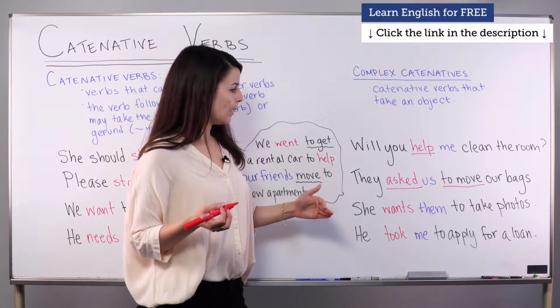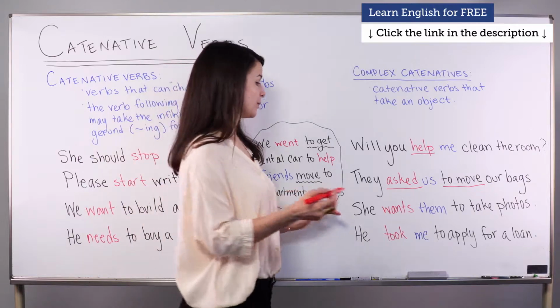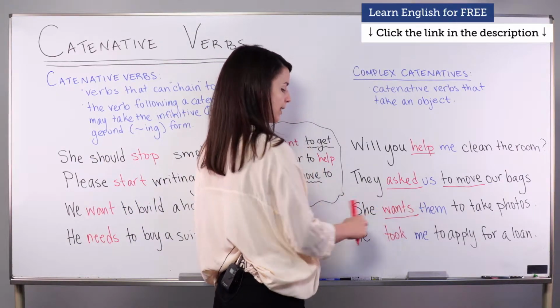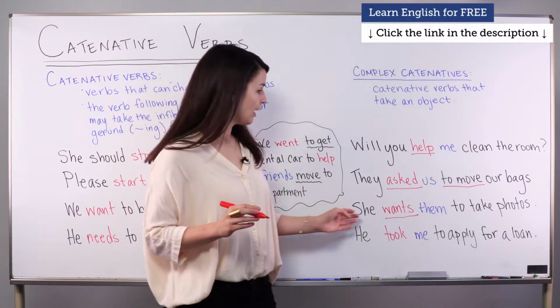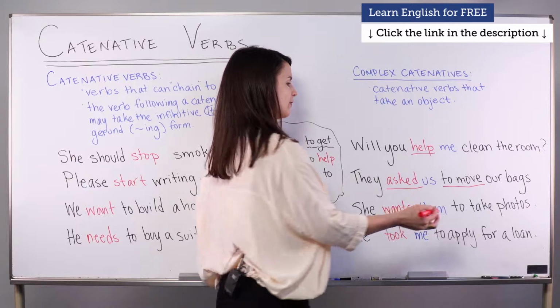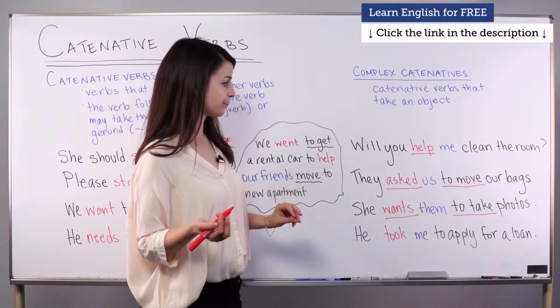Okay, some more examples. She wants them to take photos. Here's my catenative verb, want. In this case, wants, because my subject is she. And my object, them. To take, again, I have the infinitive form here. She wants them to take photos.